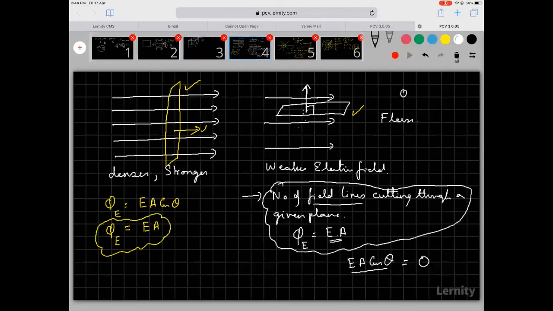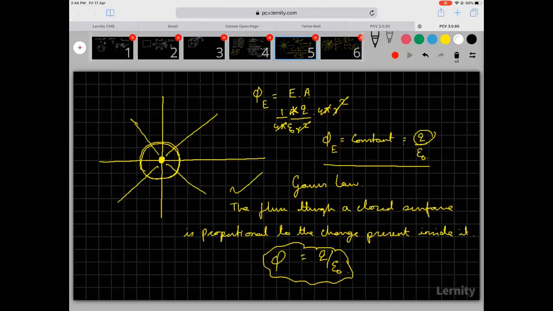Then I explained to you electric flux. I explained to you the area vector. I explained to you that here the flux is maximum, here the flux is minimum. Then I gave you the definition of what is electric flux. Then I discussed Gauss law. I intuitively explained to you how to derive Gauss law, how to think about Gauss law. So Gauss law is: the net flux through a closed surface is equal to Q by epsilon naught. So that is how you get Gauss law.